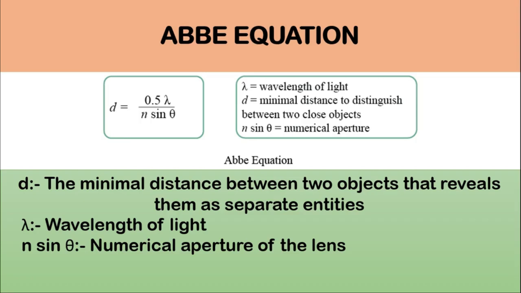Abbe's equation: D equals 0.5 lambda divided by n sin theta. What is D here? D is the minimal distance to distinguish. 0.5 is a constant, lambda is the wavelength of light, and n sin theta is the numerical aperture.